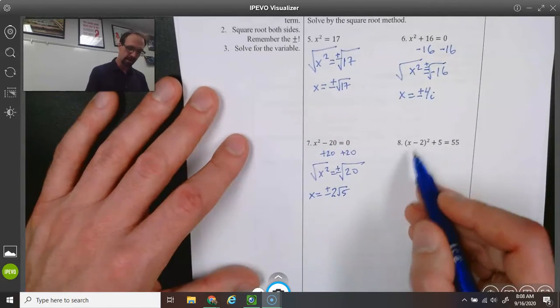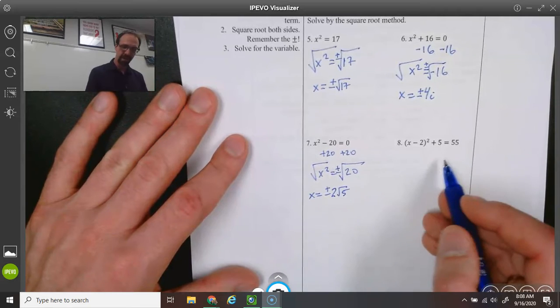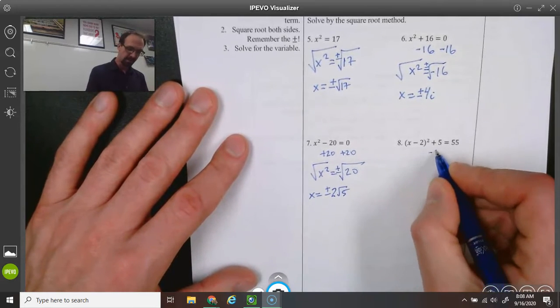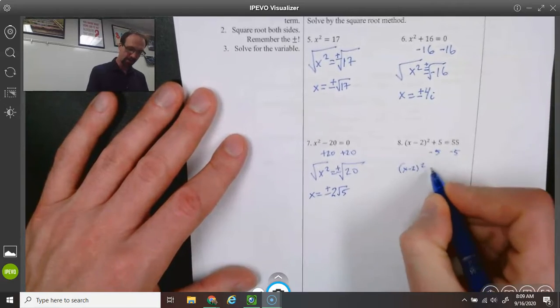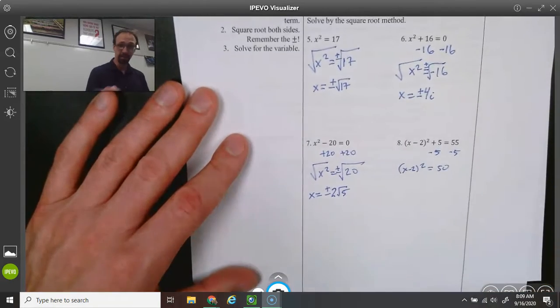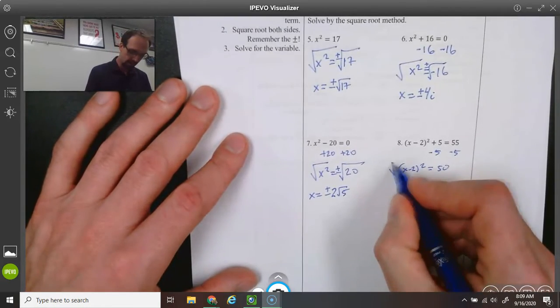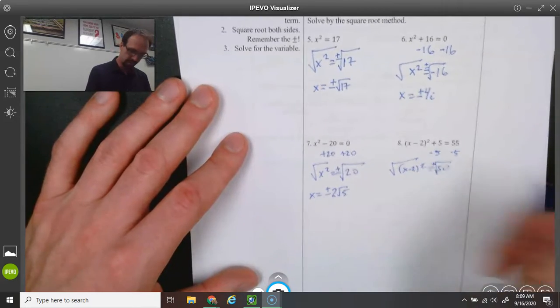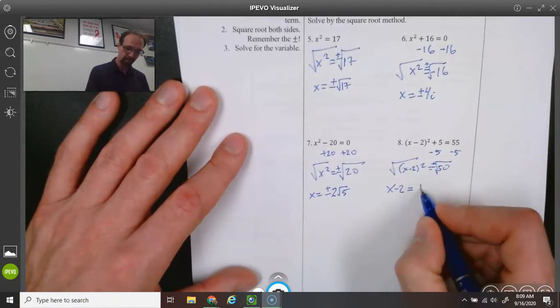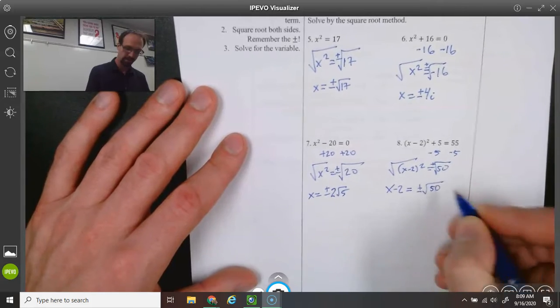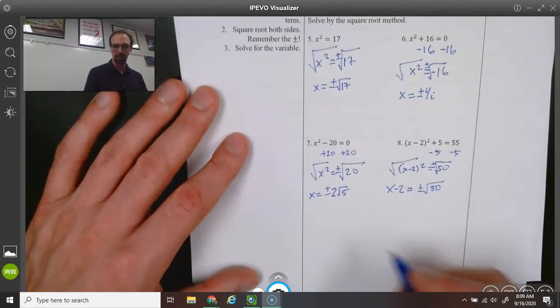And then here, this one's a little bit different, but still the idea is the same. When I subtract 5 on both sides, I get x minus 2, quantity squared, equals 50. I still go ahead and take the square root on both sides. Square root, plus minus. So now I have x minus 2 equals plus or minus the square root of 50. Square root of 50 can be simplified. I'm going to go ahead and do that now.